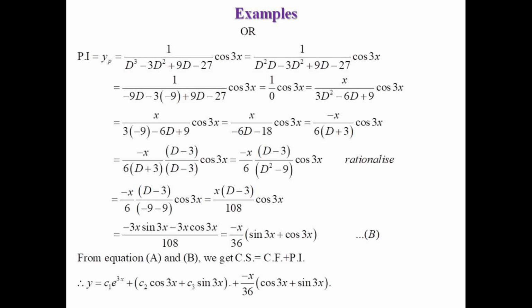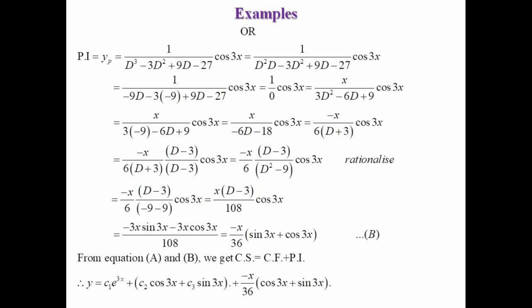Again after applying the formula (a plus b)(a minus b) is equal to a square minus b square, we get the value of the denominator as d square minus 9. So once again replace d square by a square with minus sign, we get the value as minus x upon 6, the numerator value as it is, d minus 3, and the denominator is minus 9 minus 9. In this way we can remove the term d from the denominator. Now the value of the denominator is 108, whereas in the numerator we get the value as x into (d minus 3).